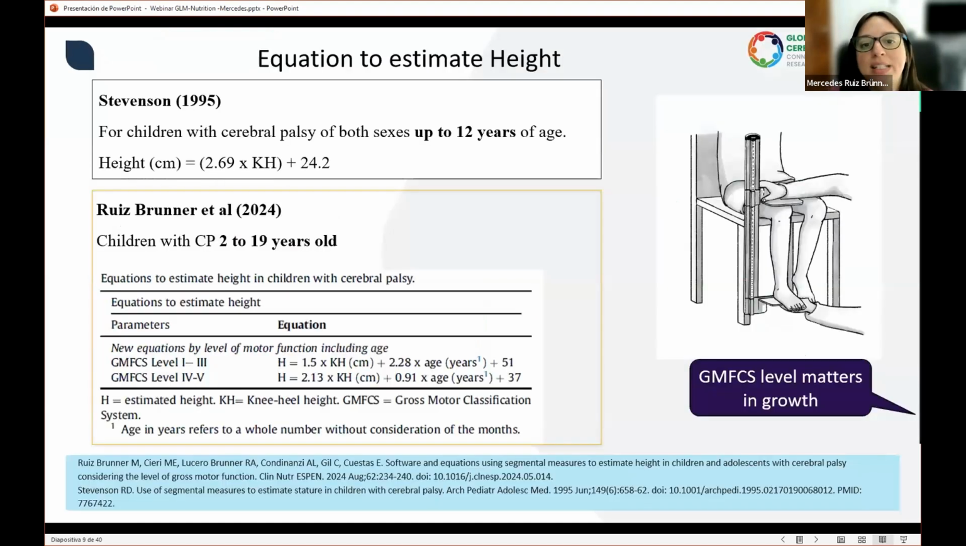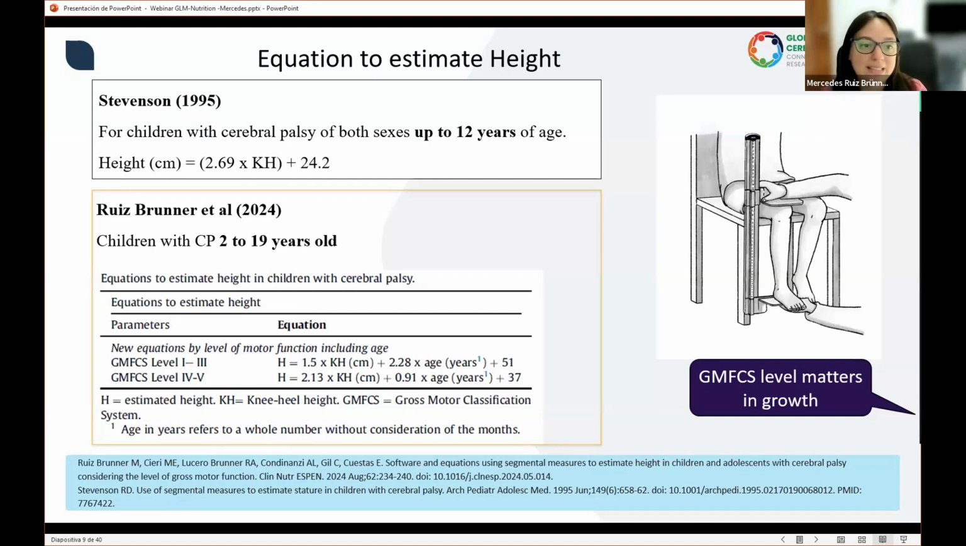When we talk about equations to estimate height, one of the most known equations is the one published by Stevenson in 1995. They have 3 different equations. This is the one with the information for the knee height. The thing that is important to know is that this equation is up to 12 years of age. It's designed for children younger than 12 years old, and usually the most difficult time to measure height is in older children.